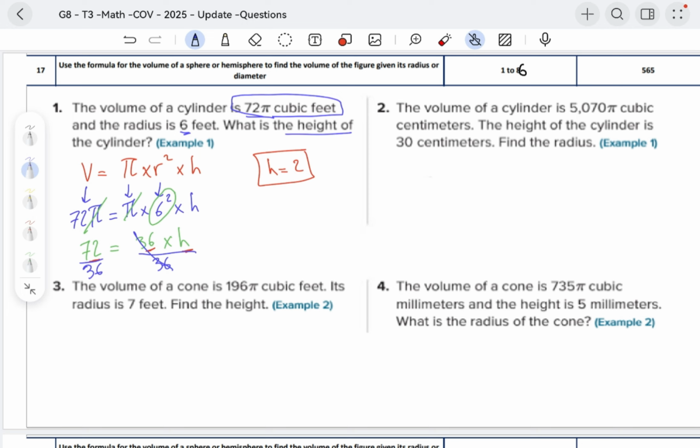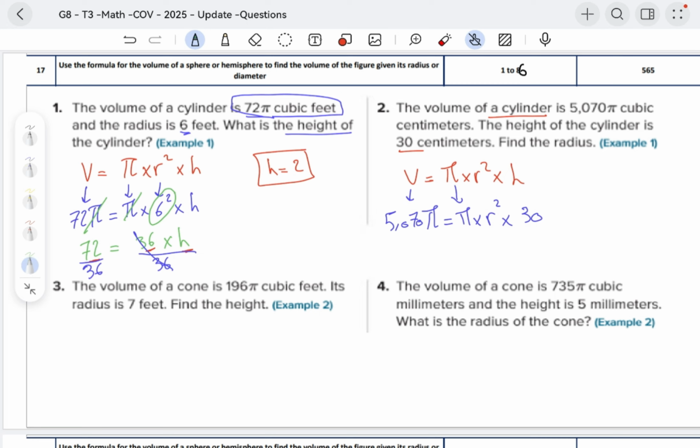Now let's go for the second equation. Here also they give me the volume of a cylinder, 5070 pi cubic centimeters, and the height is given. We have to find the radius. So again, first step is to write the formula, pi times the radius squared times the height, and the second step is to substitute. The volume is given, 5070 pi equals, bring the pi down, the radius is unknown, and the height is 30.